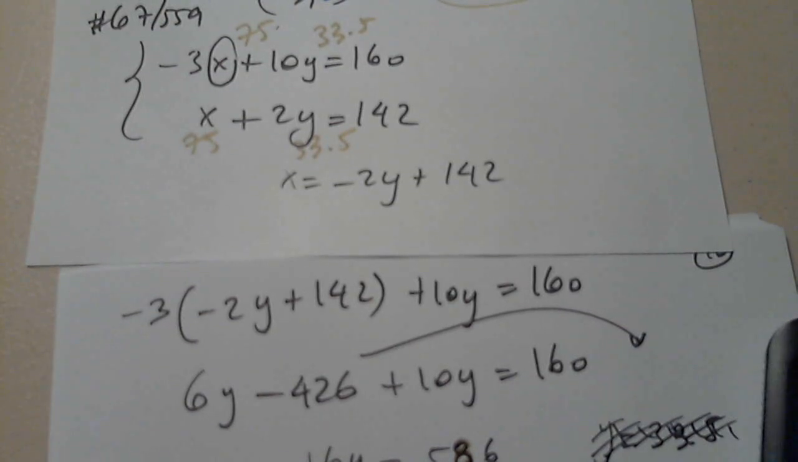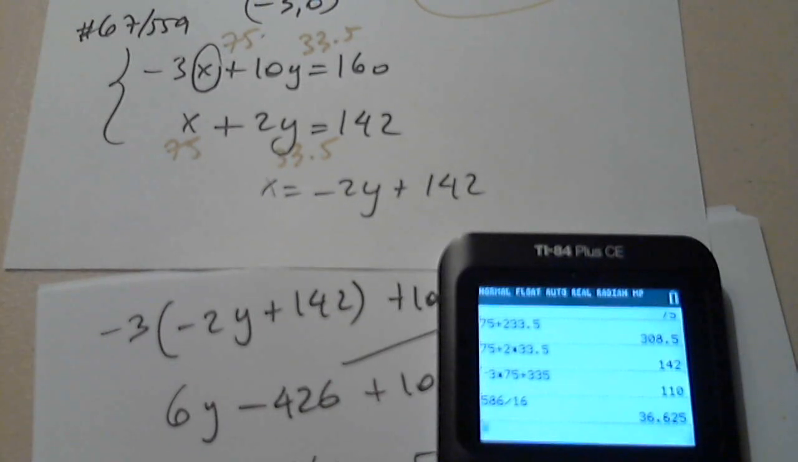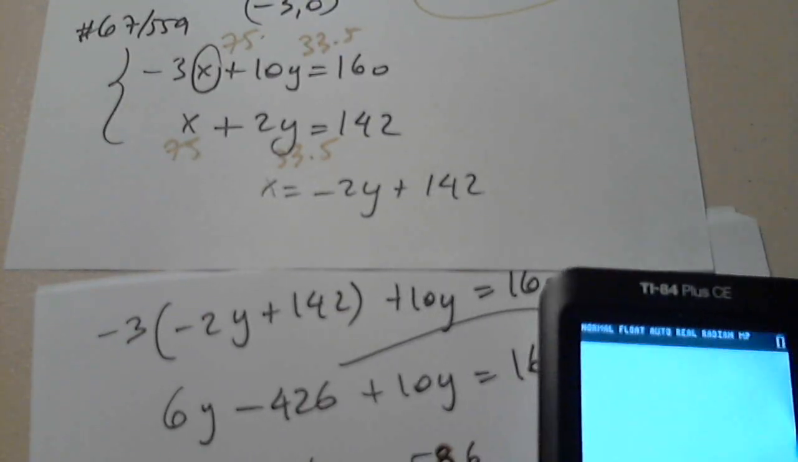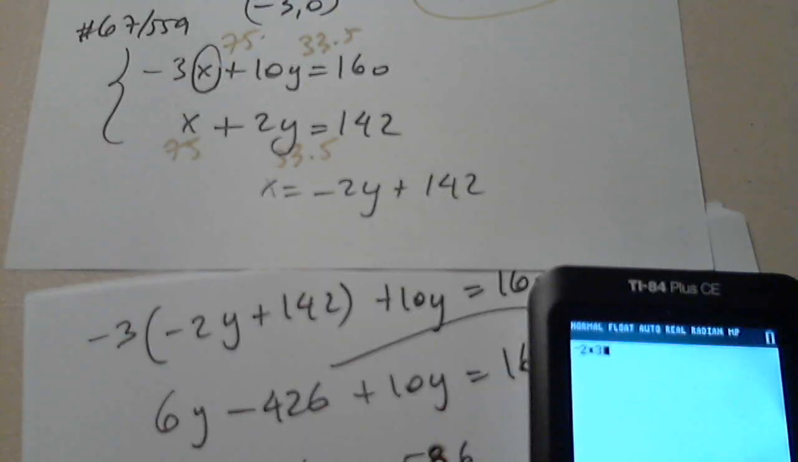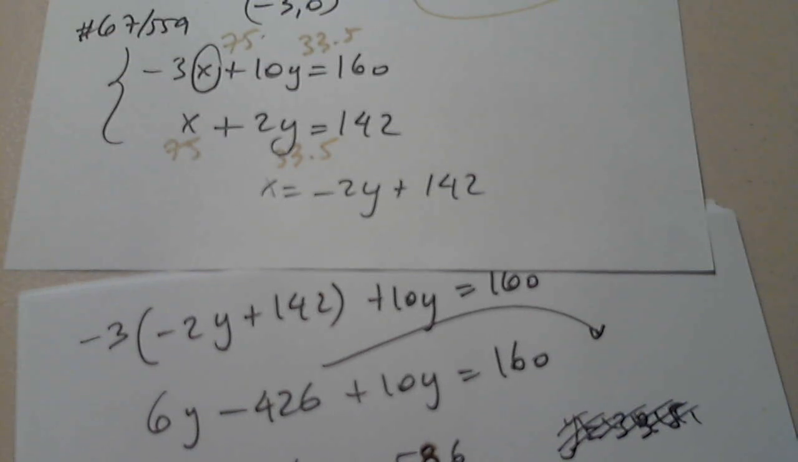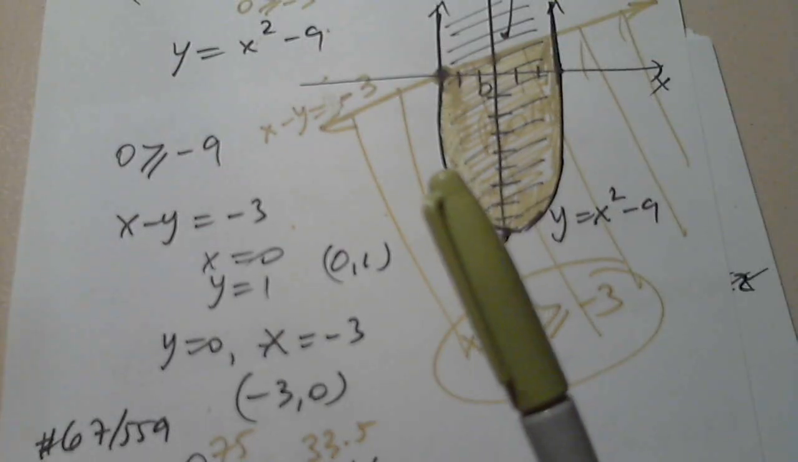Okay, so now x is negative 2 times the previous answer. So I have negative 2 times 36.625, plus 142, 69.35. So we claim 69.35, comma, 36.625. Is it true? I have no clue. That's why we should always check.